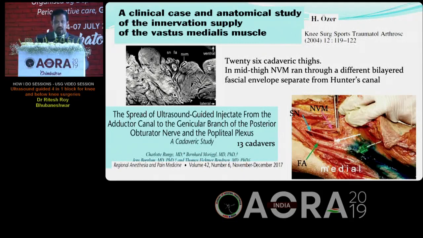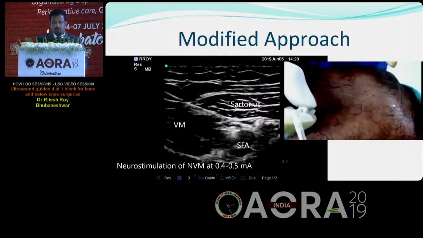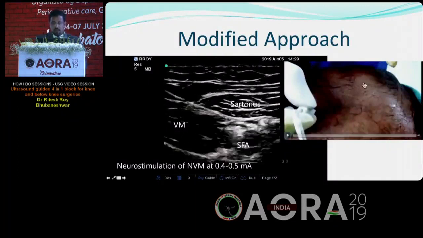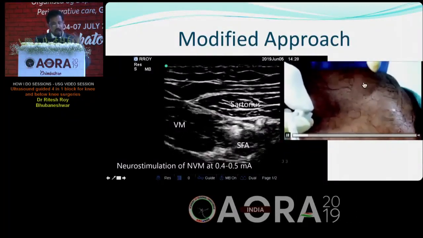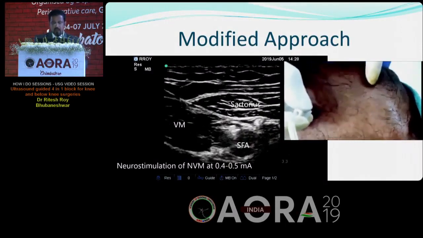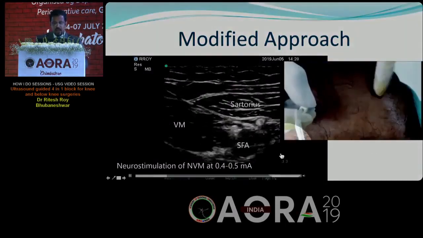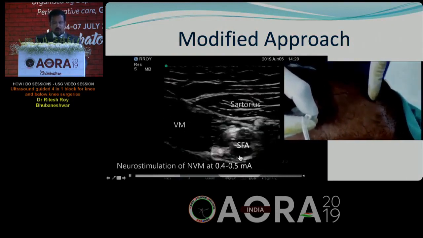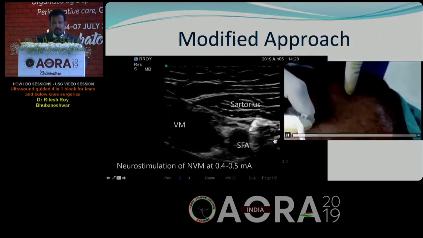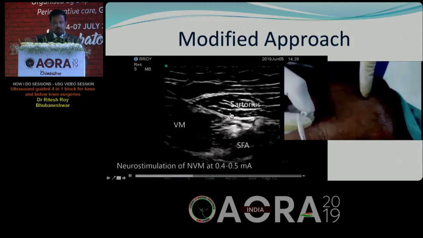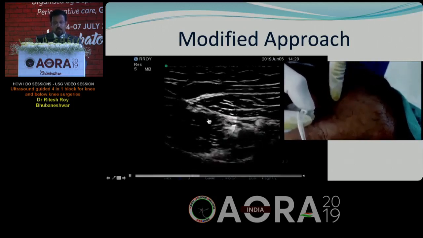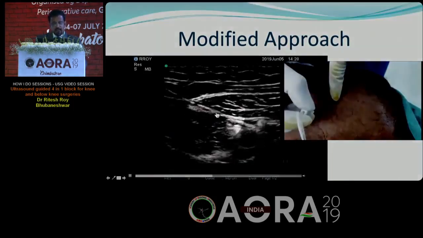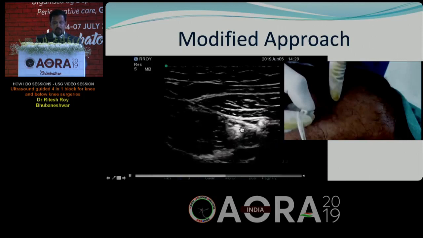So we modified our technique. In the modified technique, we injected the drug with the needle as earlier, and we use the PNS and stimulated the nerve to vastus medialis at 0.4 to 0.5 milliampere. After getting a good contraction of the nerve to vastus medialis, we injected around 5 ml of local anesthetic, and again the same needle will proceed just above the superficial femoral artery and inject the drug.